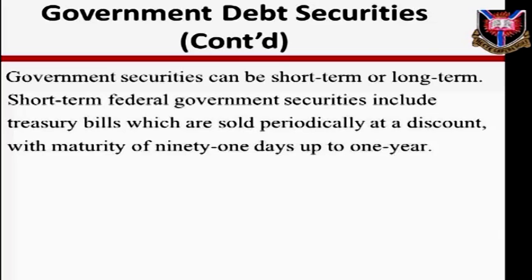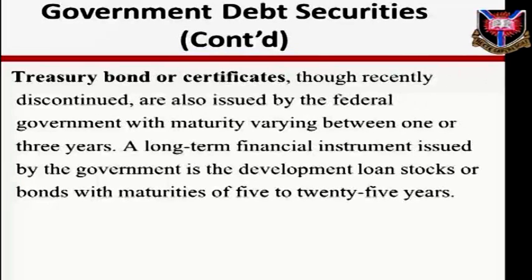Short-term federal government securities include Treasury bills, which are sold periodically at a discount with maturity of 91 days up to 1 year. In developed financial markets, state and local government agencies issue short-term securities in anticipation of tax revenue. Treasury bonds or certificates, though recently discontinued, are also issued by the federal government with maturity varying between 1 to 3 years.